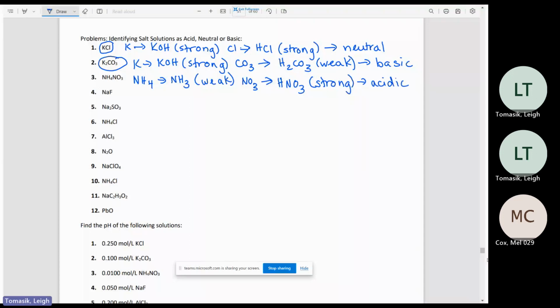NaF. Na came from NaOH, which is strong. F came from HF. And again, remember, HF is the exception of the group 17 elements. So normally group 17 elements make strong acids, but hydrogen fluoride or hydrofluoric acid is the exception. It's weak. So this is going to be basic.